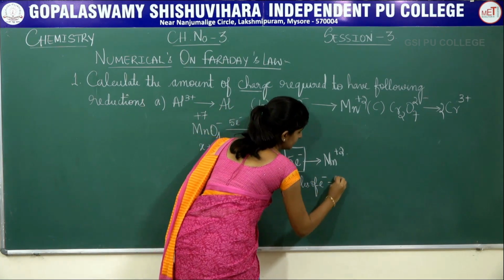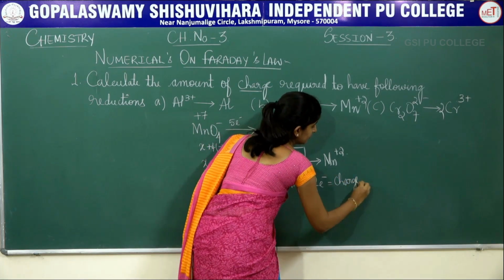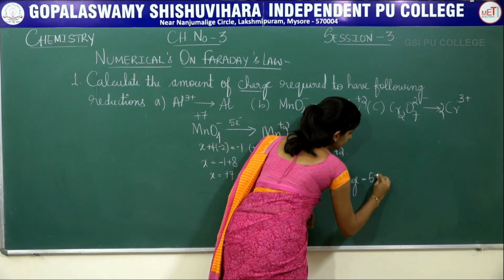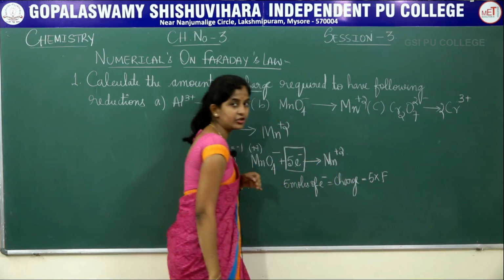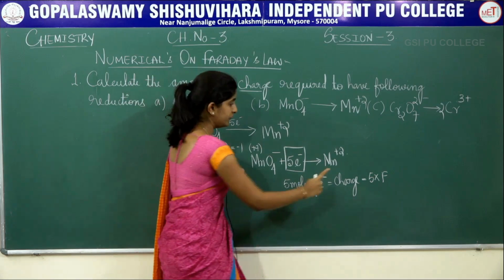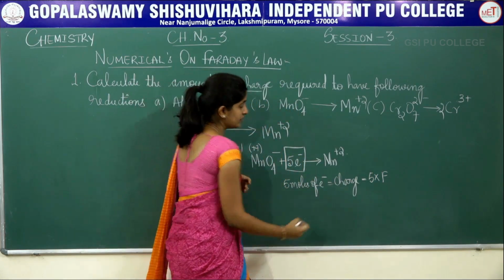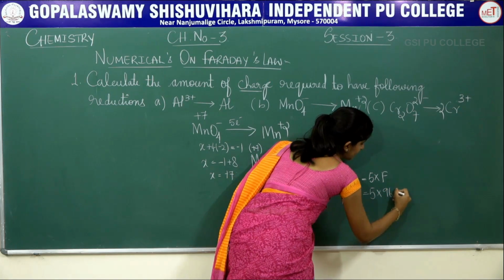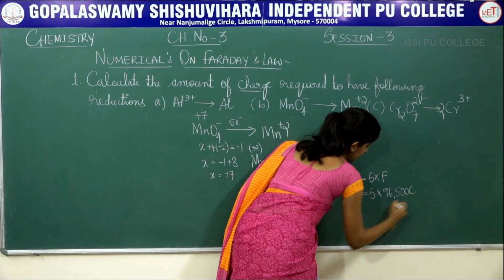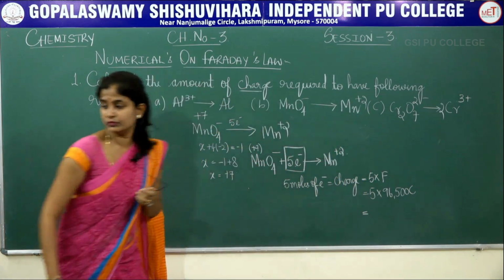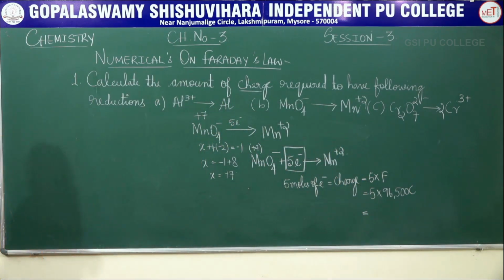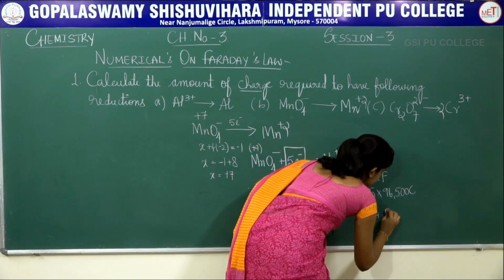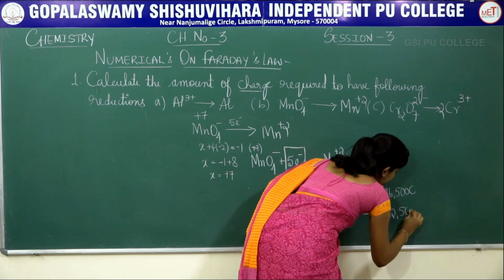So what is the charge on this? The charge on 5 moles of electrons is equal to 5 into the charge of 1 mole of electrons, which is Faraday. So 5 Faraday of charge is required, which is equal to 5 into 96,500 coulombs. So this will be equal to 4,82,500 coulombs.